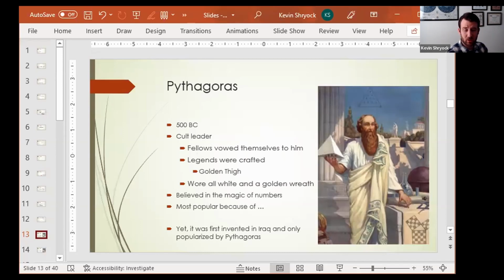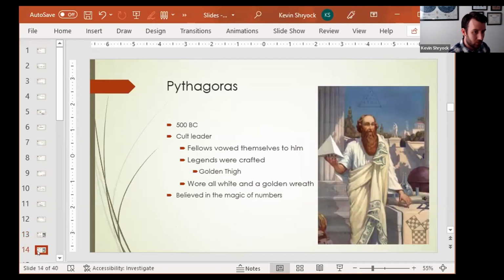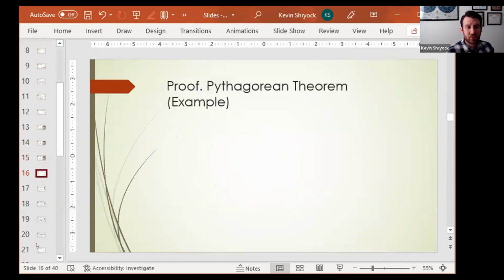But he didn't come up with the theorem. There's plenty of evidence that says the Pythagorean theorem was actually discovered way earlier in Iraq. He is just one of the people who helped make it quite popular. So we get the Pythagorean theorem, and we're going to talk about that one because the Pythagorean theorem is great. Let's talk a little bit about this.